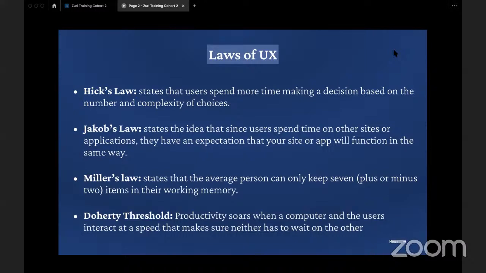So what's Hick's Law? I'm sure if you guys notice, you will know that most of these laws are similar. They all boil down to the fact that you should do things that do not make your users leave your platform, that keep your users intact to use your solution.